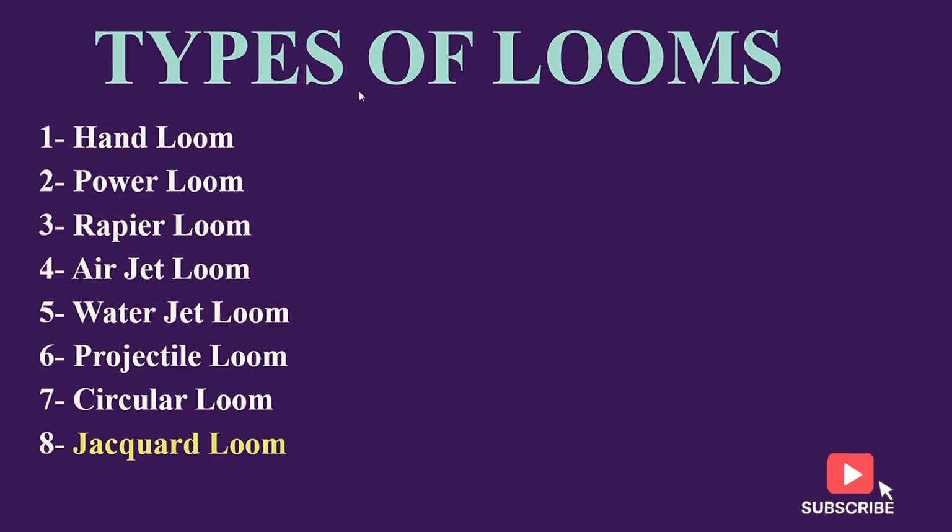There are different types of looms. These are the following: hand loom, power loom, rapier loom, air jet loom, water jet loom, projectile loom, circular loom, and jacquard looms. In previous lectures, we have discussed the different features of these looms. Today, our topic is jacquard looms.